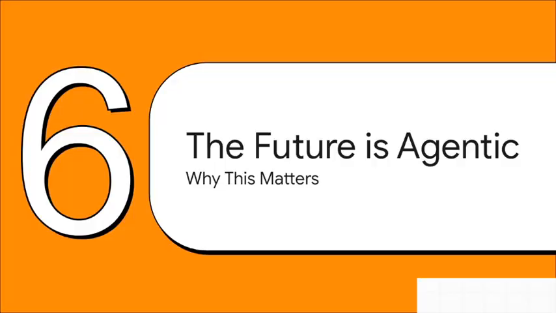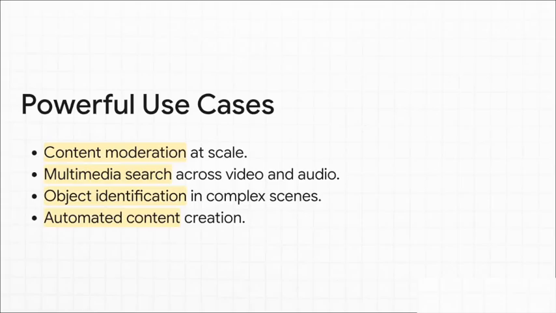Okay, so we've covered the what, the how, and the where. But let's zoom out for a second and talk about the why. Why is mastering this whole architectural skill so important right now? Well, because the future of software is agentic. And this isn't some theoretical exercise. Agents are already being built to solve real-world business problems that were, frankly, intractable before. I'm talking about automatically moderating content at a massive scale, performing nuanced searches across video and audio archives, or even automating creative content production. The crucial point is, this is happening right now.